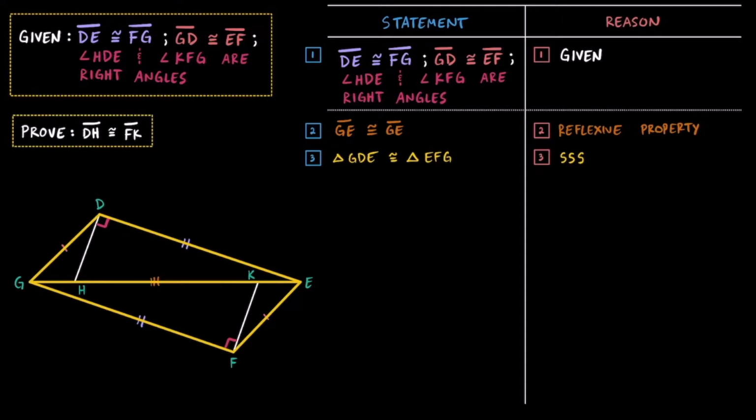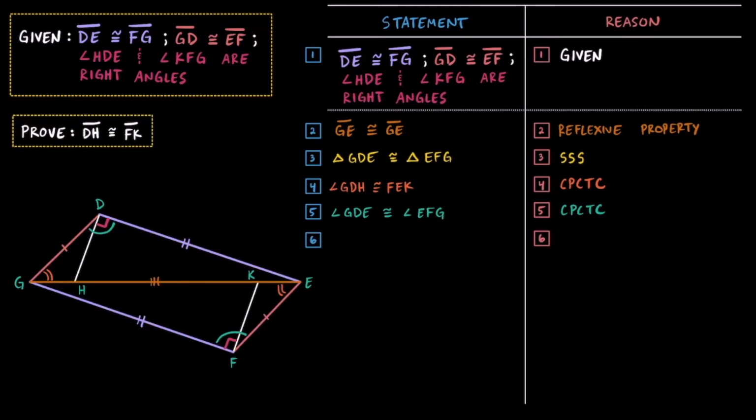Now that we know these 2 triangles are congruent from step 3, we can go ahead and make the statement that angle GDH is congruent to angle FEK. The reason for this is going to be CPCTC. Once we knew that these 2 triangles were congruent from step 3, we were able to say that the corresponding angles of these 2 triangles are also congruent. Similar to step 4, we can say that angle GDE is congruent to angle EFG. The reason for this is also CPCTC, since these are also corresponding angles for these 2 congruent triangles.